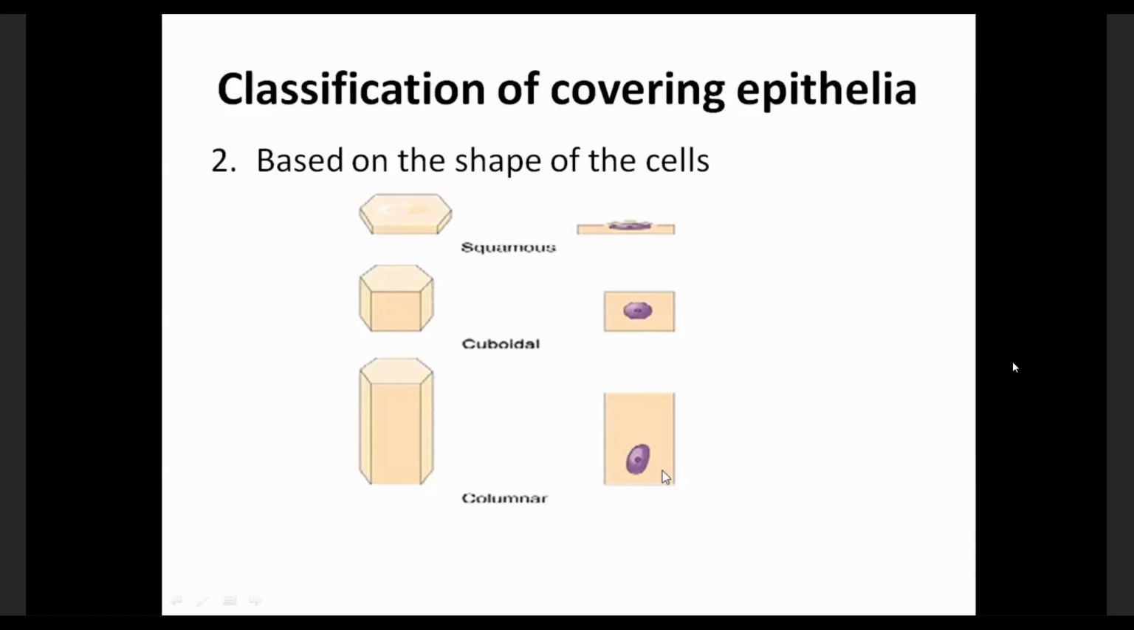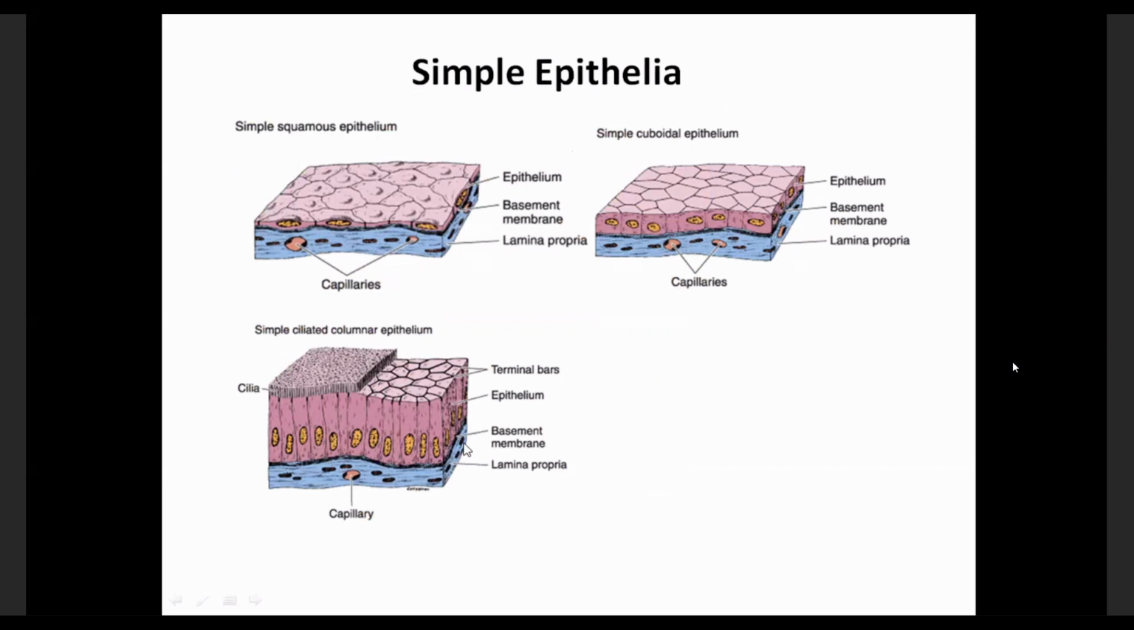So if I ask you now, how many types of covering epithelium do we have? You would answer 6, because you would say simple squamous, simple cuboidal, simple columnar. Again, stratified squamous, stratified cuboidal, stratified columnar. At least 6. But we have more because some come with varieties. Under simple, these are what we need.